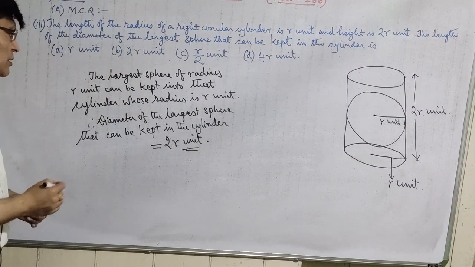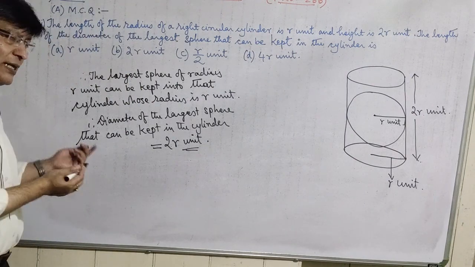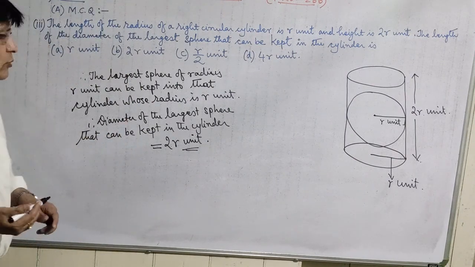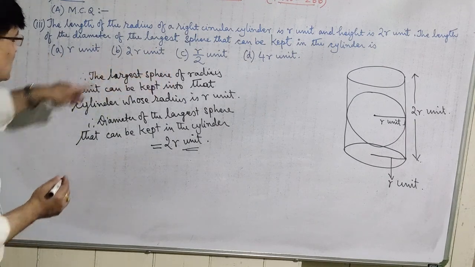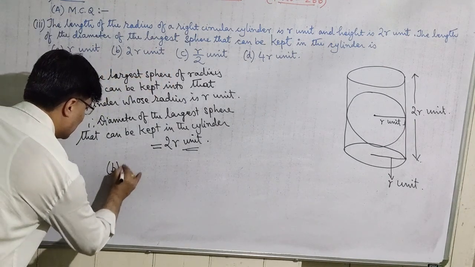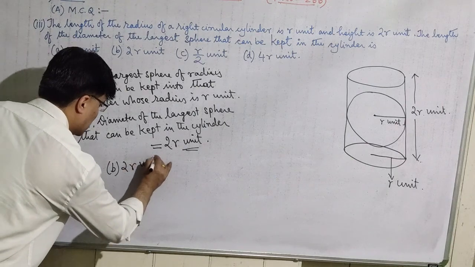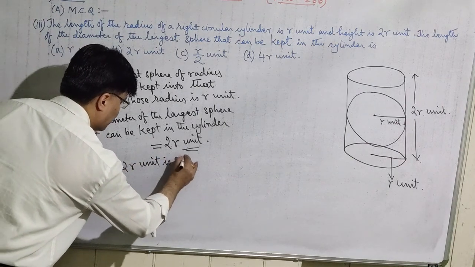So what is the diameter of the largest sphere that can be kept in that cylinder? So it is 2R unit. So which is the correct option here? It is B. So B, 2R unit is correct.